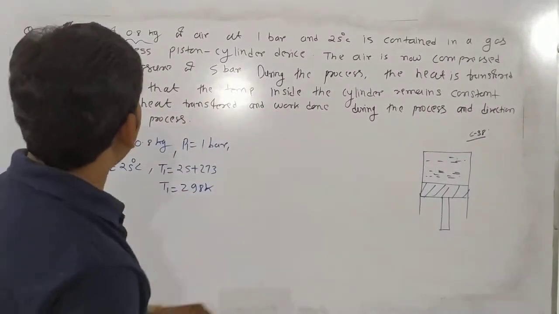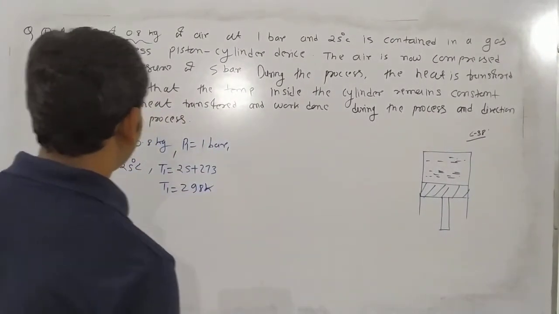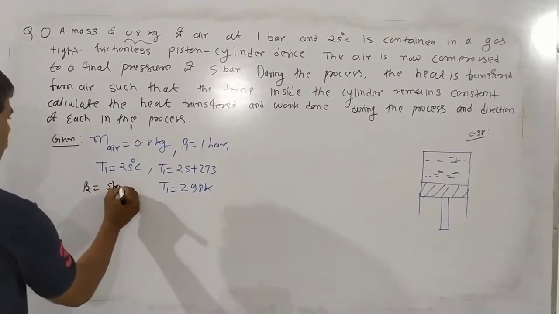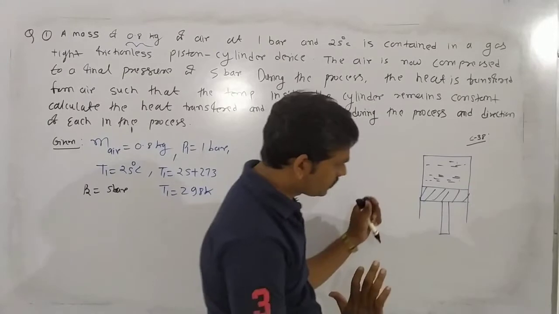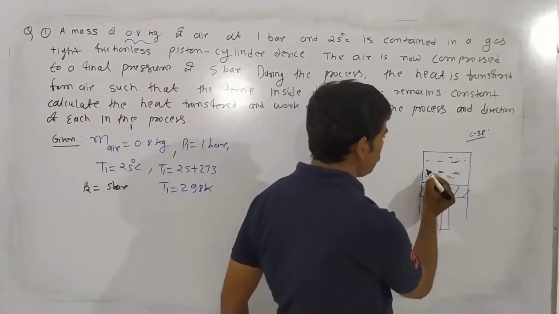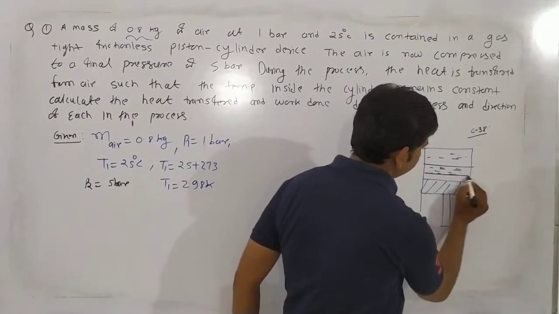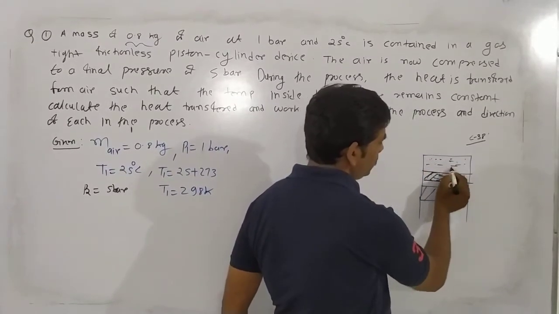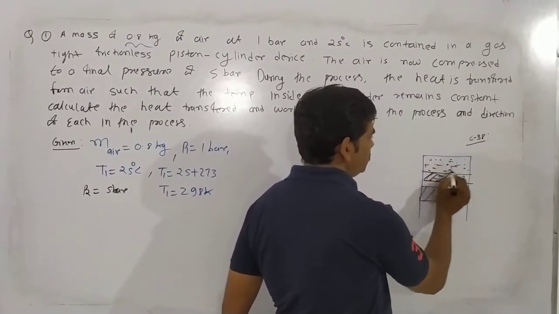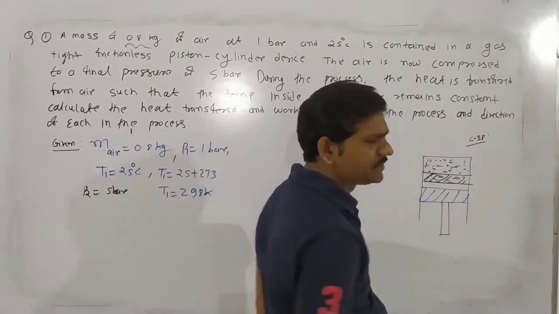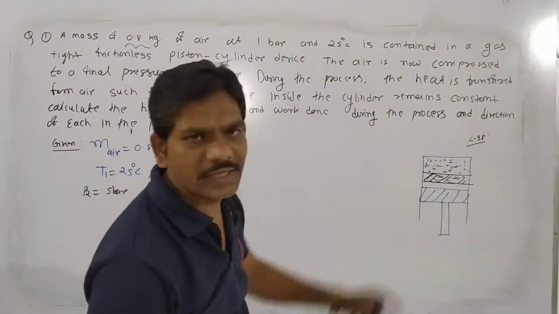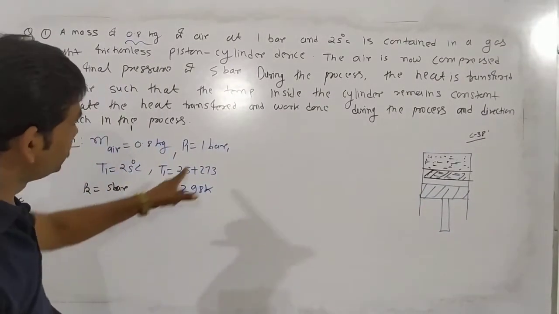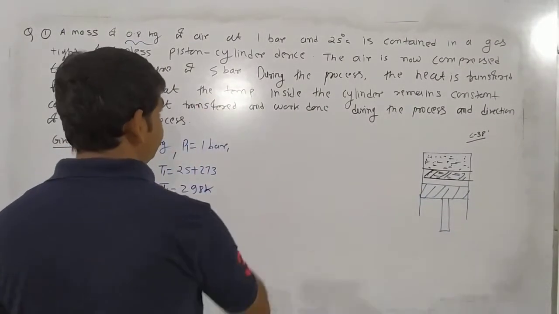The air is now compressed to a final pressure of 5 bar. Now we have to compress the air. What is the pressure? 5 bar. This means the piston is compressed, so when the piston is compressed, it will move like that, and the gas molecules here are compressed. So after compression, the pressure P2 is given as 5 bar.